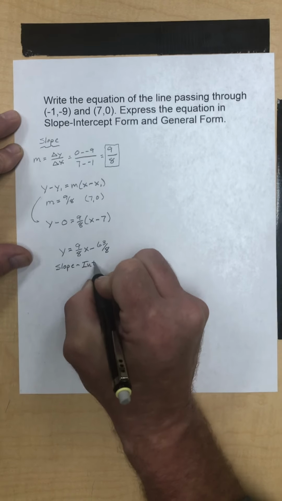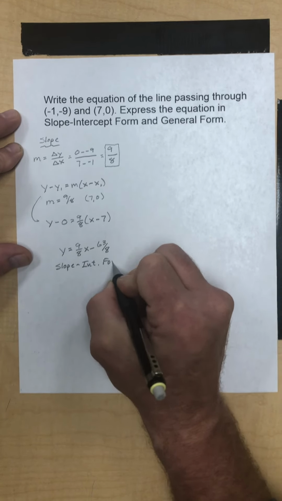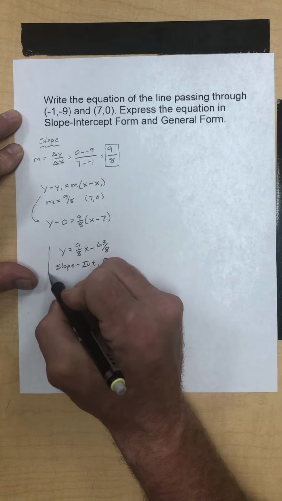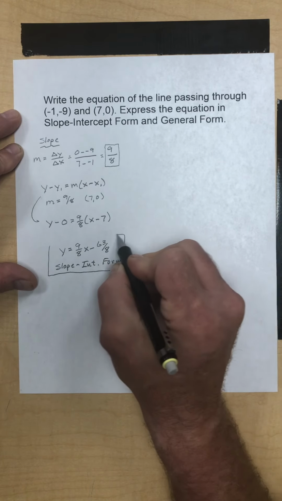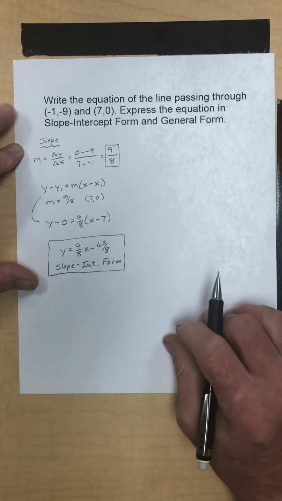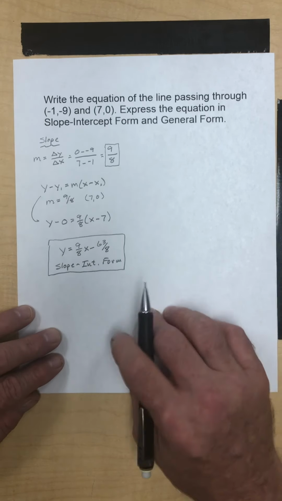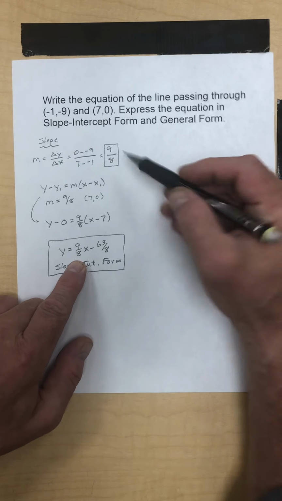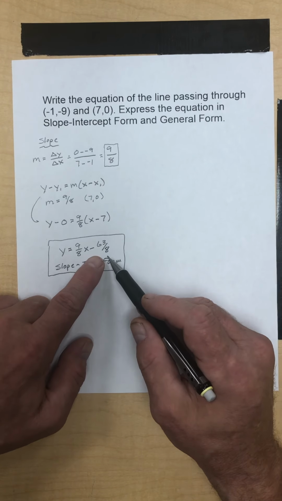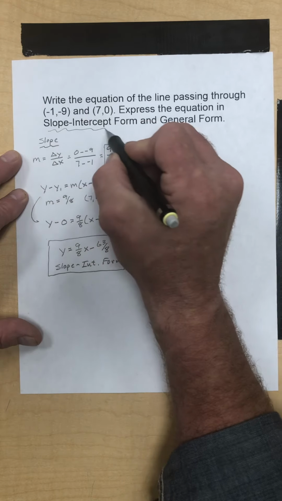And this right here is your slope intercept form. Now, how do I know that's slope intercept form? Because on the left-hand side, the y is all by itself. If y is isolated, that's automatically slope intercept form. So I know the slope of the line is 9/8, which I already know, and I know this line goes through 63/8 on the y-axis. That's my y-intercept. So that takes care of slope intercept form.